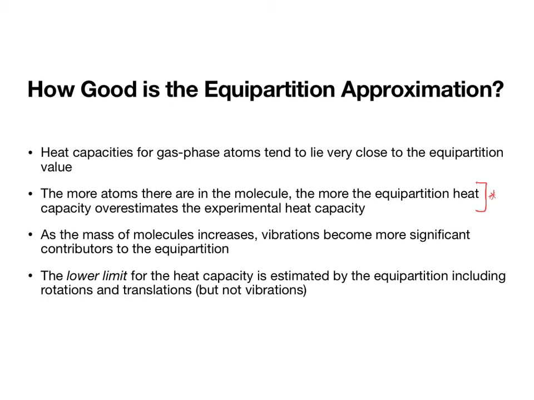Then as the mass increases, vibrations become more significant. And so it turns out that our equipartition actually gets a little bit better with heavier atoms. This is because when we have really large atoms attached to our bonds, our vibrational frequencies are very low. And so a little bit of temperature starts contributing into those vibrational motions a lot sooner, and our equipartition works a lot better.